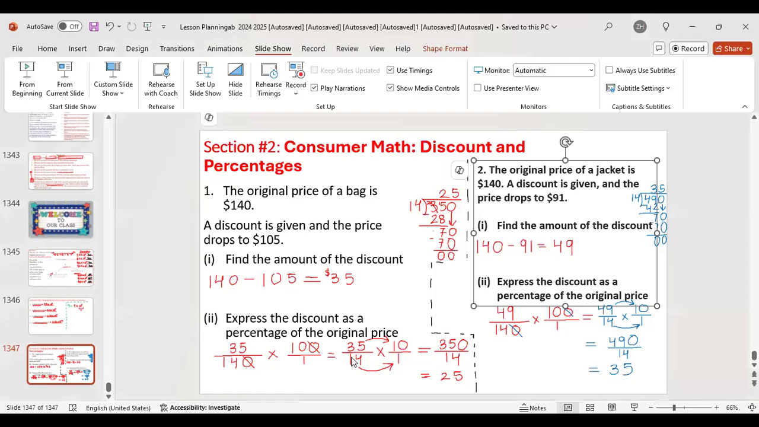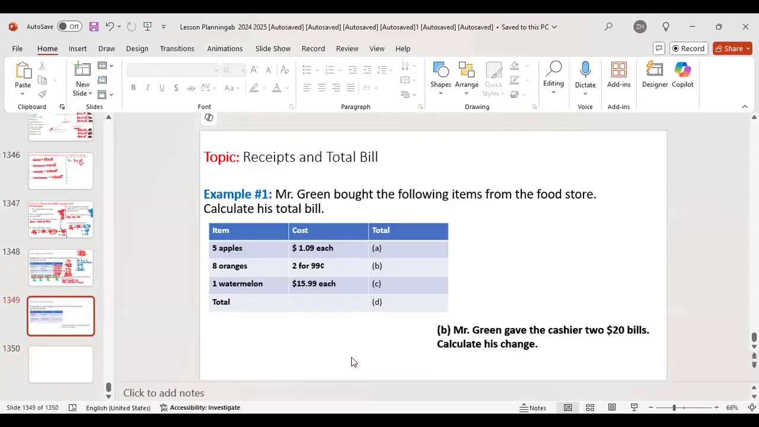Okay, for those of you who are finished with all of the quizzes, I want y'all to do the work that's on the screen. Let me show you. Again, for those who are finished with their quizzes, do the work that's on the screen for me. Receipt and total bill. Very good.